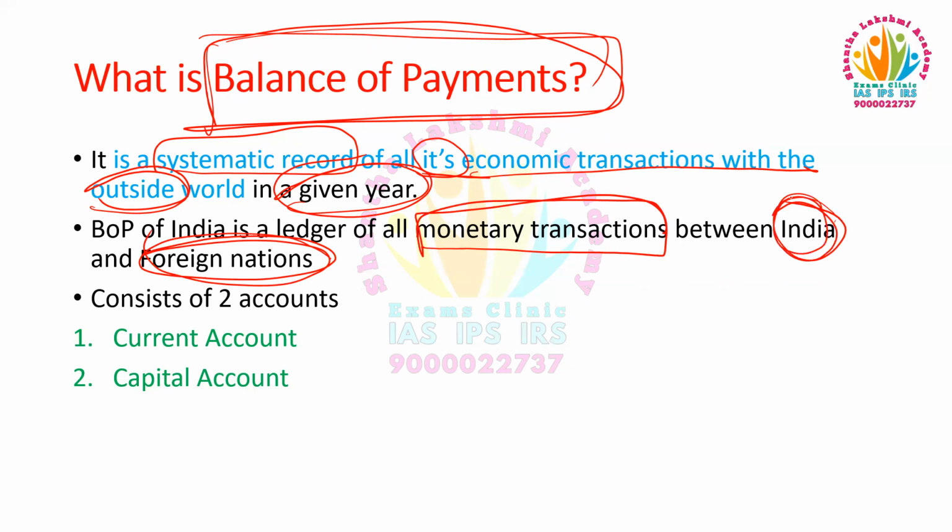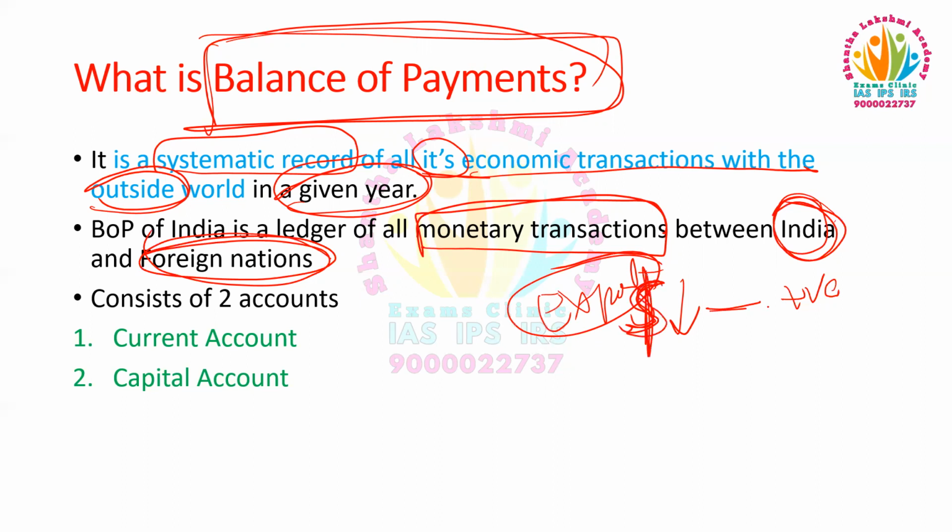In this, if a dollar comes to India, it is marked with a positive sign in this balance sheet. How does the dollar flow into India? That is through exports, right? We give goods to a foreigner and in return they give us dollars. So that's how the dollar comes to India. When the dollar comes to India, in the balance sheet it is marked as positive.